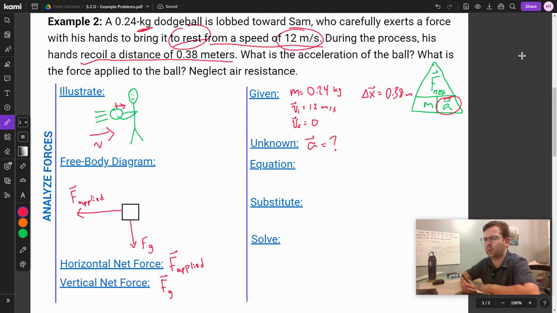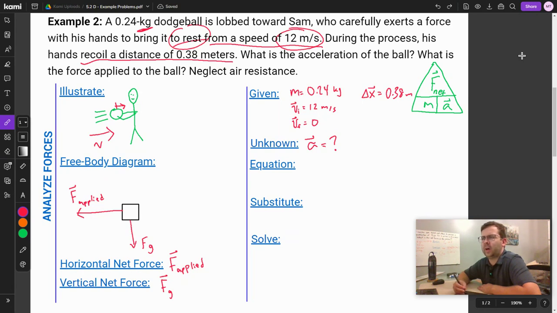We are not told how much applied force there is, so we don't really know this information here. We do know the mass, but we don't know the net force yet. So we're going to have to find acceleration in a different way, and we're going to have to pull on some previous kinematics equations to do so, because we're given the initial speed and final speed of the ball. So that's going to tell us a little bit about acceleration there.